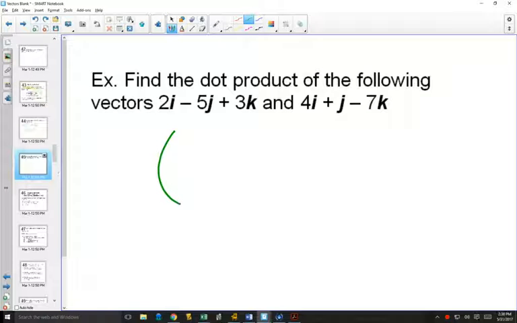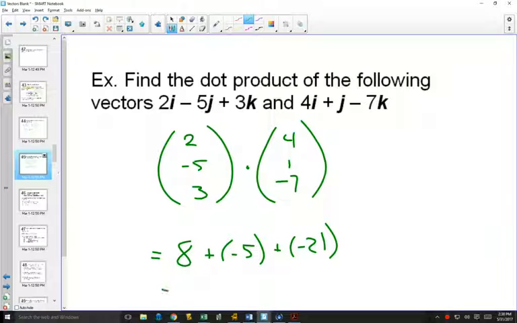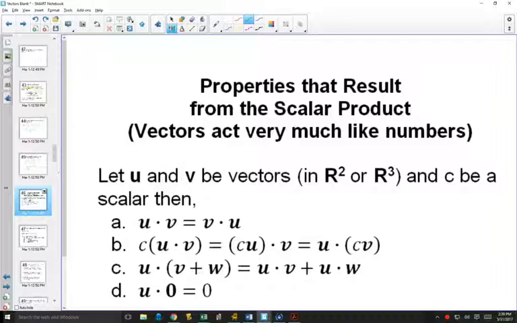So if we had these vectors, (2, -5, 3) dot product with (4, 1, -7), you're going to get 8 plus a -5 plus a -21, putting these together, and you will get -18. Kind of like matrices, but not at all.